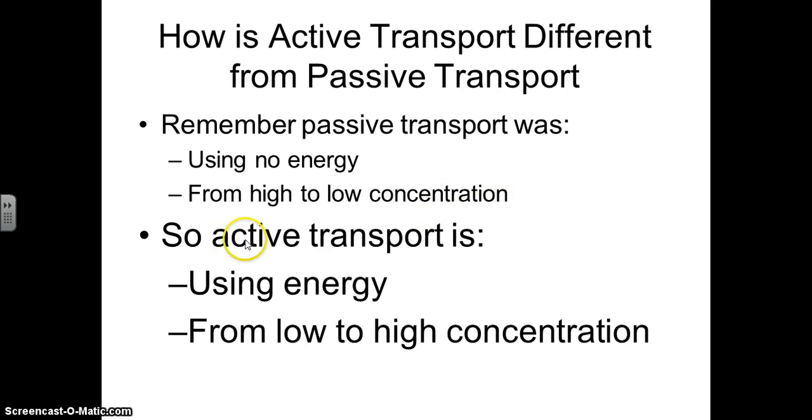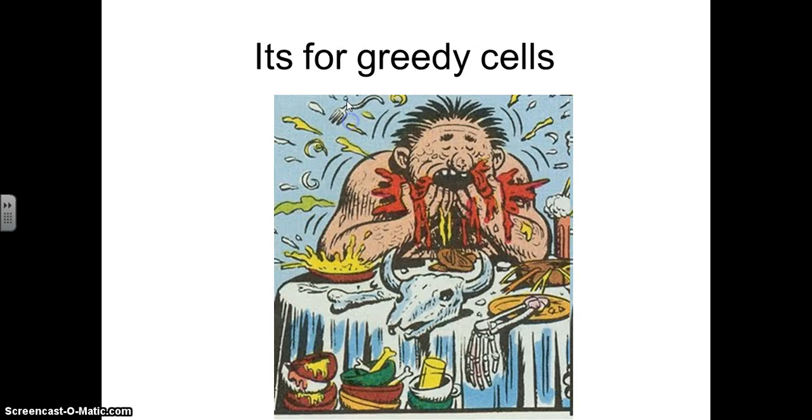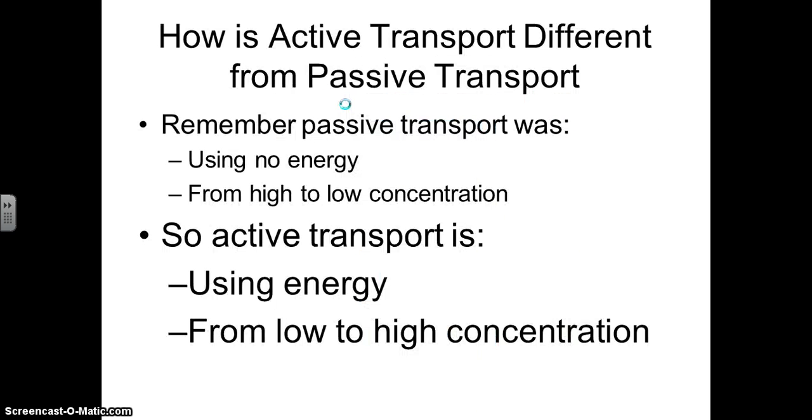So active transport, keyword, the word active right here, is the opposite. It's using energy, or ATP, which we're going to look at in the next couple of slides, and it moves things from low to high concentration. The key word here is to go against the concentration gradient. In passive transport, you're going down the concentration gradient. But in active transport, you're going against the concentration gradient, or from low to high concentration.